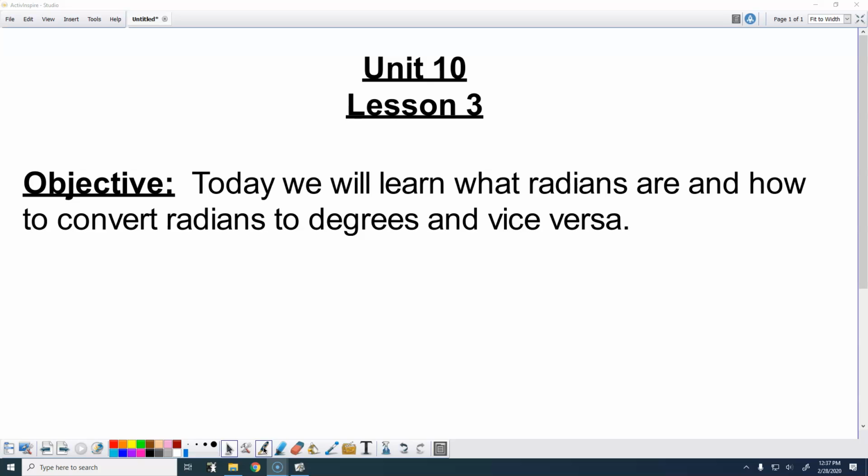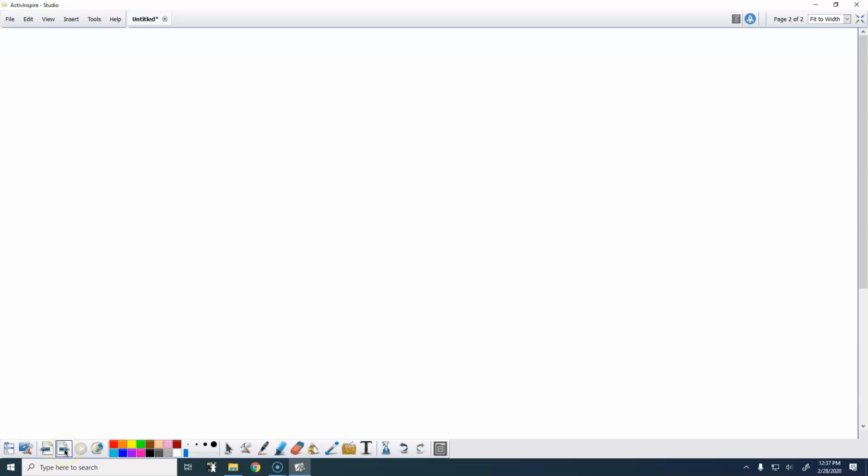And then anytime you have two ways to measure something, you need to be able to convert from one to the other. So we'll be learning how to convert today from one to the other. And that's pretty much the gist of our objective today.